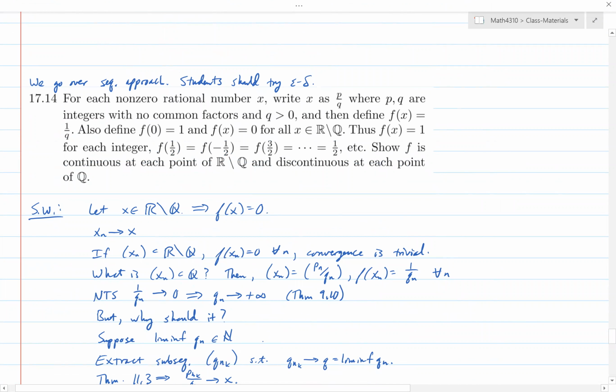So I'm going to make a separate video for this exercise because it's a little long to go through. So I'll stop this video here and then I'll create another one that just goes over exercise 17.14.